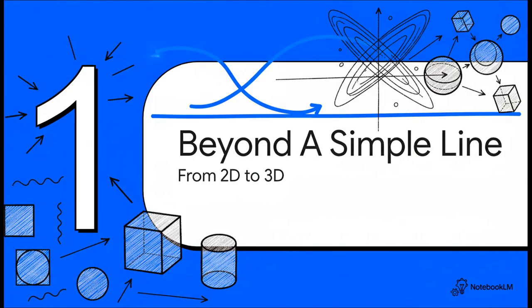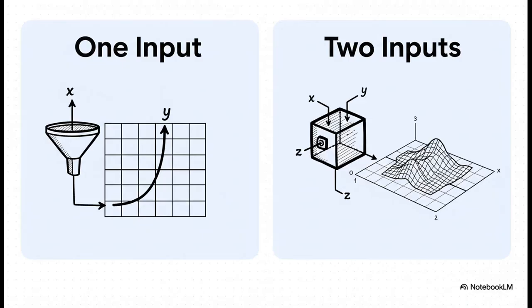To get there, though, we've got to start with the tools we already know, and more importantly, see why they're just not quite enough for the job. We need to move beyond a simple line and step into a whole new dimension of thinking. Okay, so we all remember functions like y equals f of x from school, right? You can see it there on the left. It's simple. You put in one number, x, and you get one number out, y. That's perfect for drawing a 2D curve.